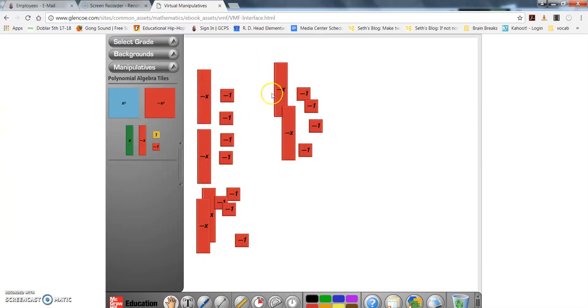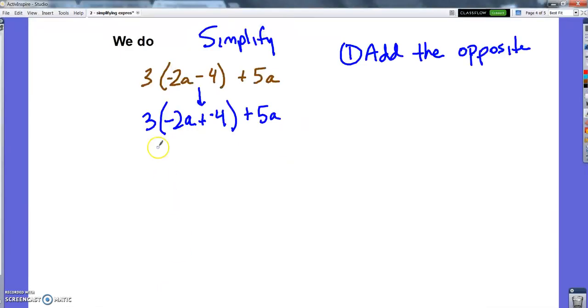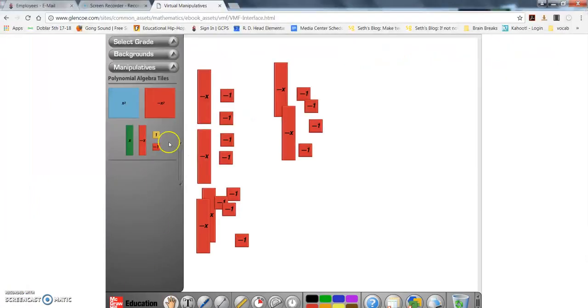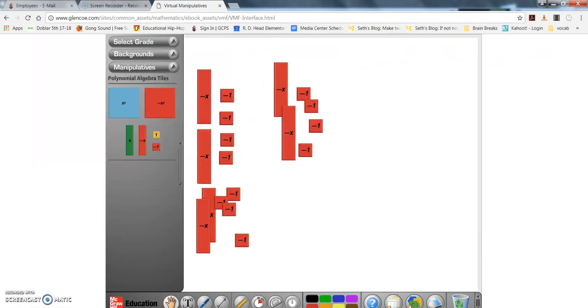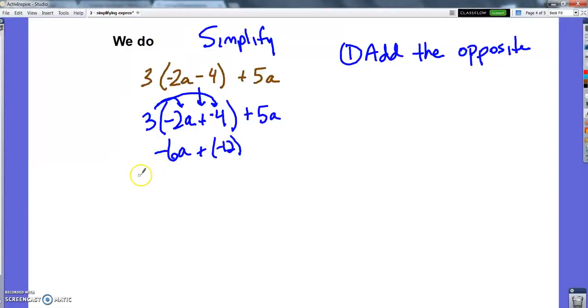So I have negative 6a. And you can see 3 times negative 2 would give you negative 6a. You can do it from the math, or you can kind of see why. And then I'd have 4, 8, 12 negative 1s. So plus negative 12. And that's really 3 times negative 2a, and then 3 times negative 4. I like to see it. If you don't need to see it, you don't have to do the drawing part. And so now that's my distributive property.